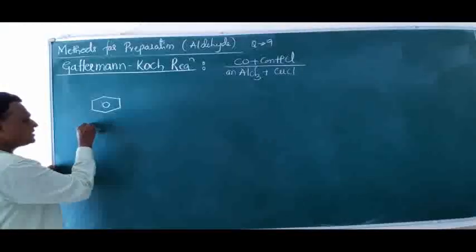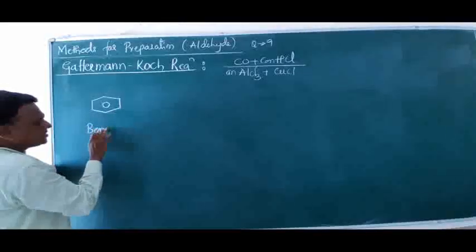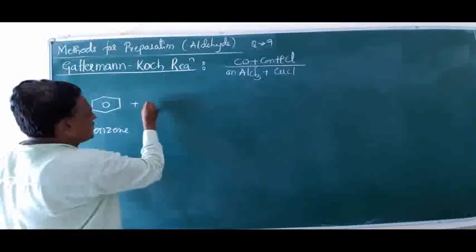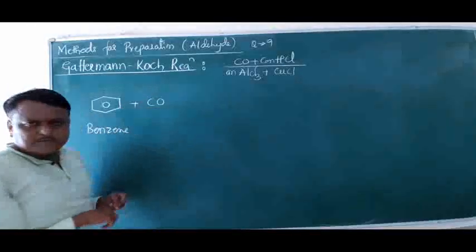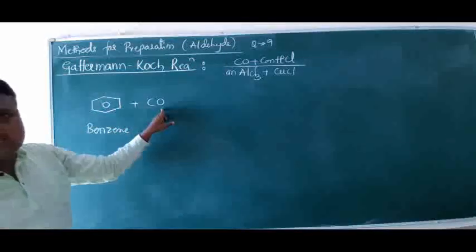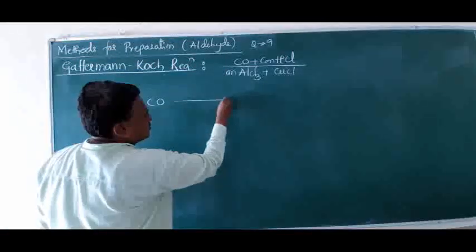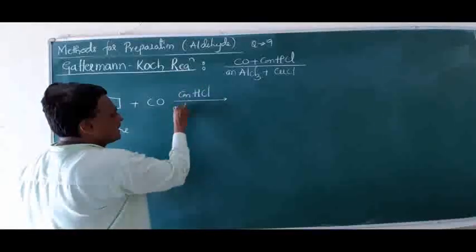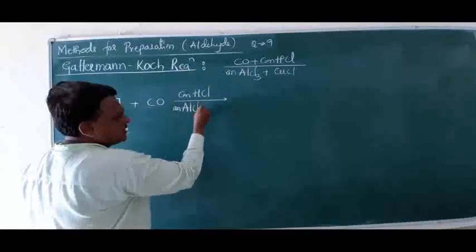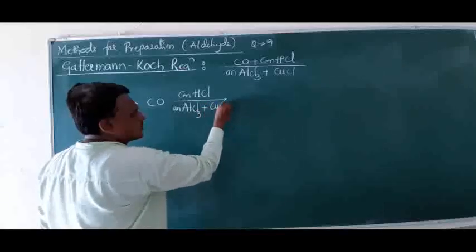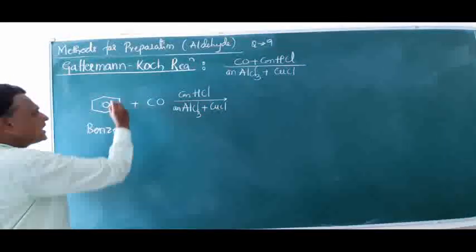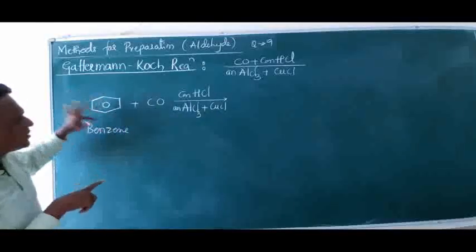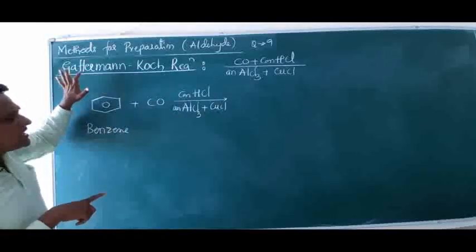Now we have started with this reaction, when benzene reacts with carbon monoxide in presence of concentrated HCl, with anhydrous aluminum chloride and cuprous chloride. In benzene, all six delocalized hydrogens can be replaced; they can easily be cleaved.